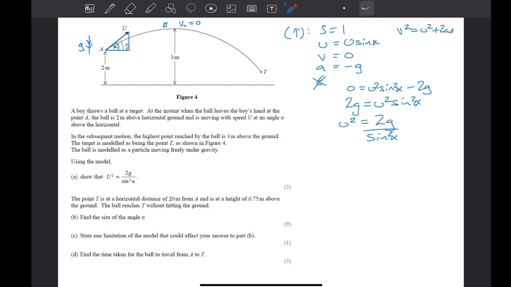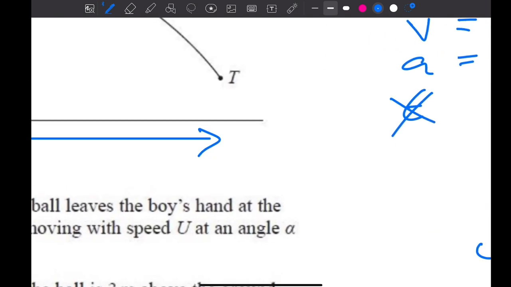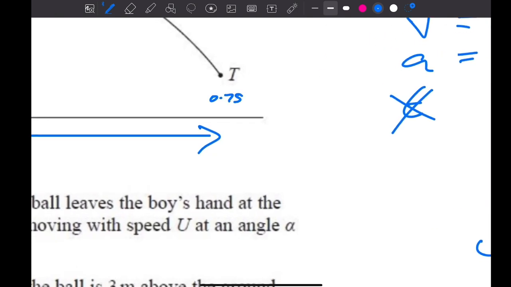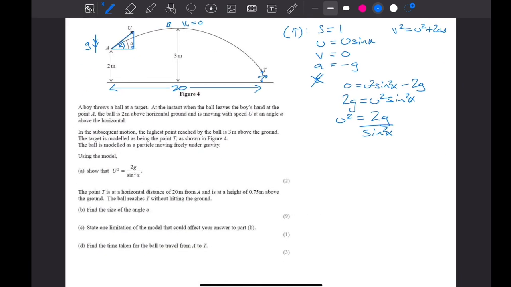The point T is a horizontal distance of 20. So we know this distance along here is going to be 20. And a height of 0.75. So 0.75 going down and going up. The ball reaches T without hitting the ground, so we know it's not like kind of bounced and come back up again, nothing to do with restitution. Find the size of angle alpha.